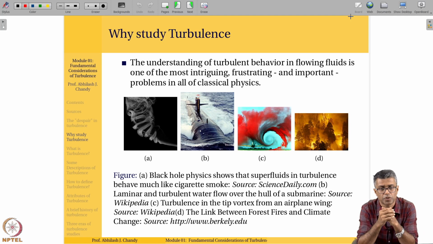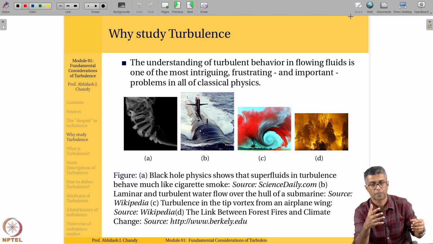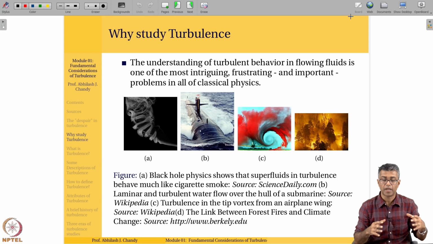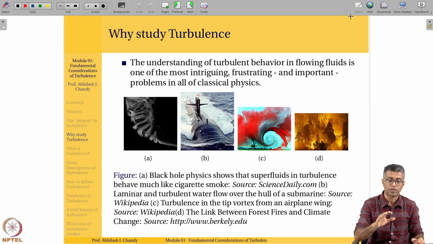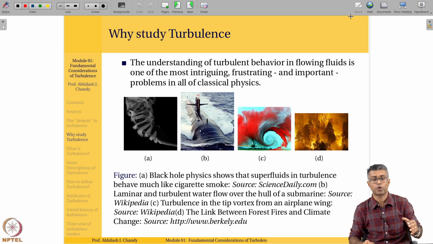So I've shown here a few pictures just to illustrate what different kinds of turbulent flows look like, and at different scales. The first one is a cigarette smoke. There are analogies of what is happening in the flow in a cigarette smoke to black hole physics. The second picture is the flow behind the hull of a submarine. So you will have both laminar and turbulent flow here. The third picture is the turbulence in the tip vortex of an airplane wing. And the fourth one is a forest fire.